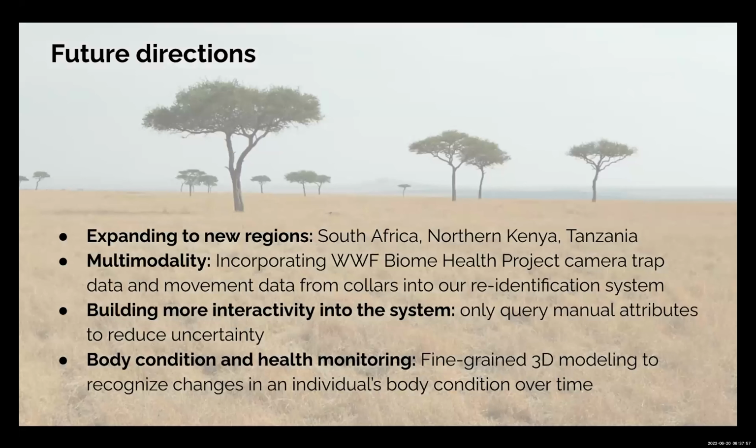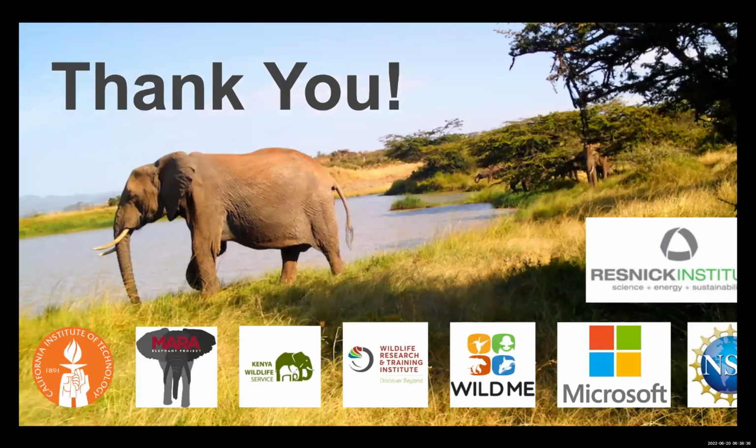And so we're expanding the system into 3 new regions now: South Africa, Northern Kenya, and Tanzania. We're trying to incorporate multimodality. I mentioned the camera trap data. We're building more interactivity into the system. So instead of asking for all of this human expertise to code each individual over time, how do we build participatory approaches where the model queries the most useful information to reduce the uncertainty around individuals? And we're also looking at expanding into body condition and health monitoring. So how do you look at fine-grained 3D modeling of a single individual over time to understand how their health is changing?